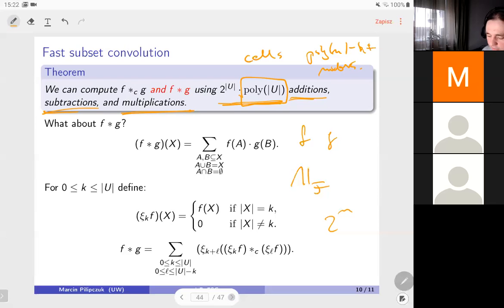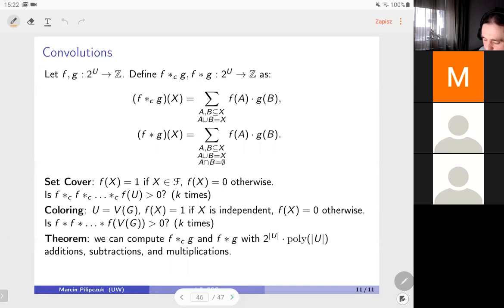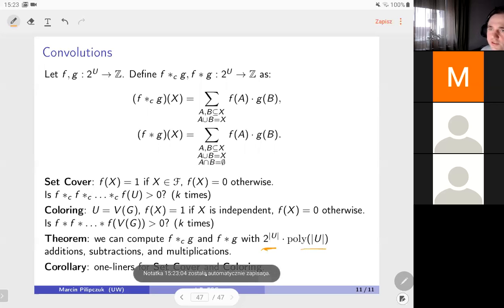Okay, just to wrap up, we defined these convolutions, and set cover and coloring can be phrased as the question whether the k-fold cover product, or for coloring the k-fold normal product, can be larger than 0. We proved that these can be computed in time 2 to the n times some polynomial and 2 to the n space, just to store all these truth tables and not much more. And what we get here is that the set cover and coloring algorithms with 2 to the n running time bound now have a one-line proof. Use the fast subset convolution and here you are.